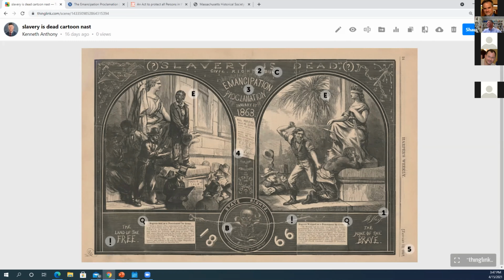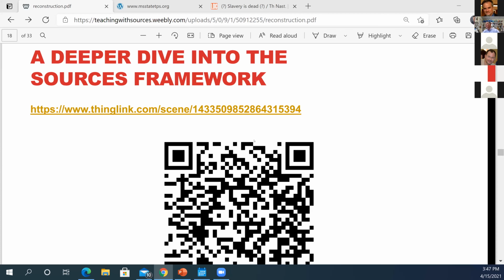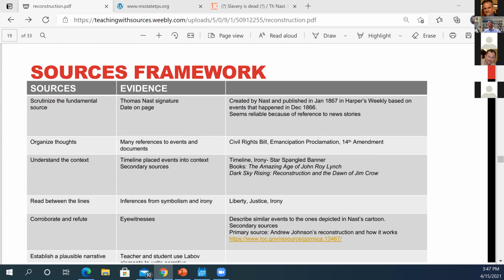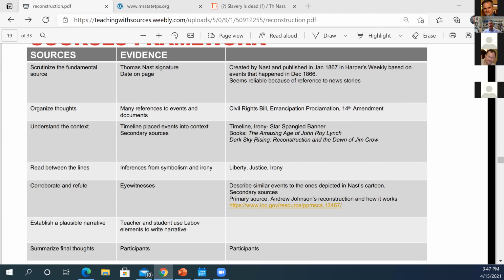And so I hope you understand how I use that, the way that thing was particularly used, the whole goal of that. So we're back to the sources framework. And what I've done here is I filled out the sources framework based upon what I showed you on ThingLink. So scrutinize the fundamental source. We know it's Thomas Nast. And then on the far right is the evidence, where we found that.